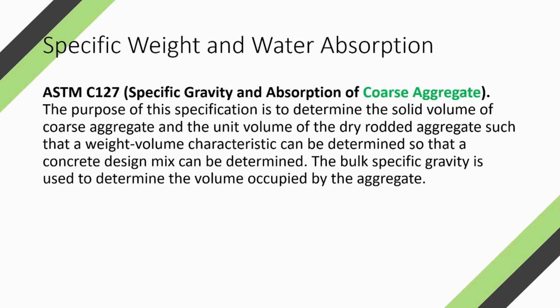So, first of all, we have here the specific weight and water absorption test. So, we have here ASTM C127, or the specific gravity and absorption of coarse aggregate. The purpose of this specification is to determine the solid volume of coarse aggregate and the unit volume of the dry rodded aggregate such that a weight volume characteristic can be determined so that a concrete design mix can be determined. The bulk specific gravity is used to determine the volume occupied by the aggregate.